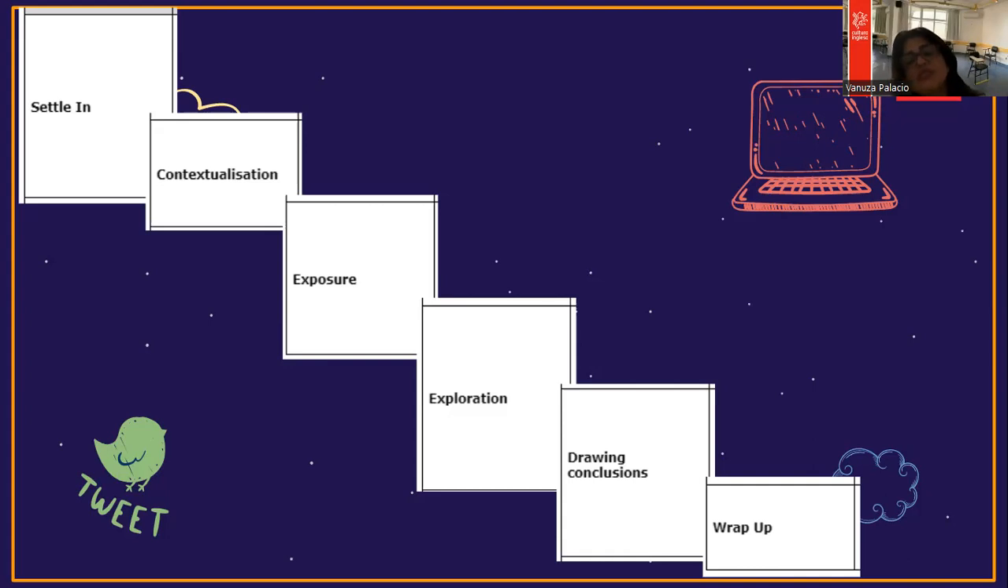In the drawing conclusion stage, students are offered the opportunity of reflecting on the topic and drawing their own conclusions on it. And in the wrap-up stage, students are given the opportunity of taking something away from the lesson and also organizing their materials and their ideas for lessons to come.